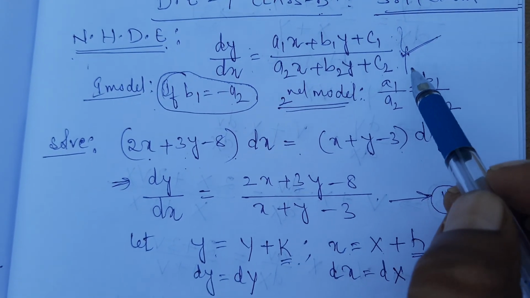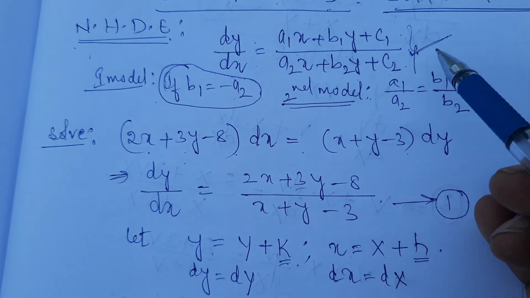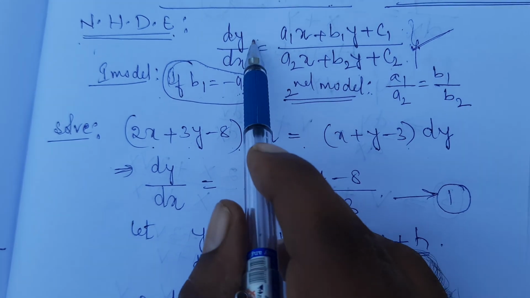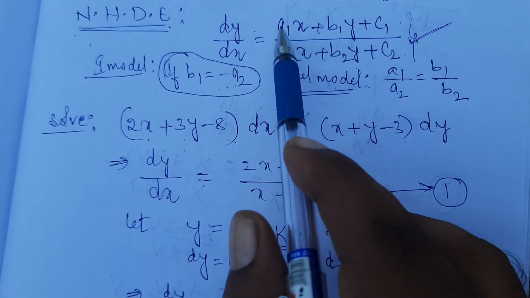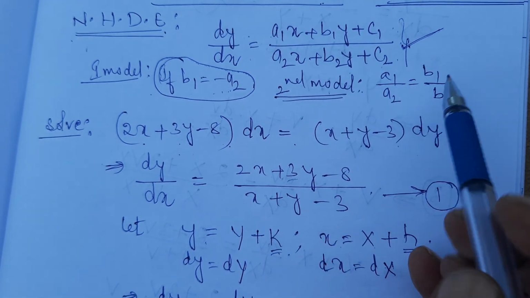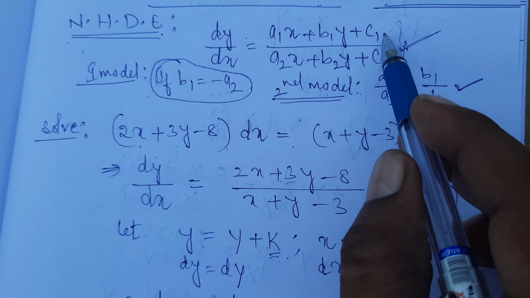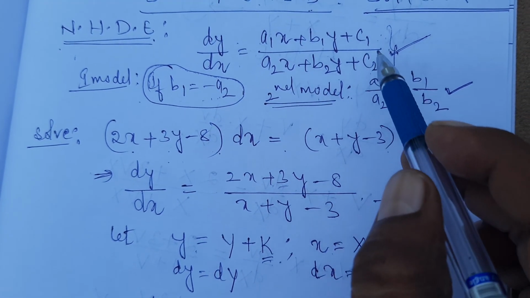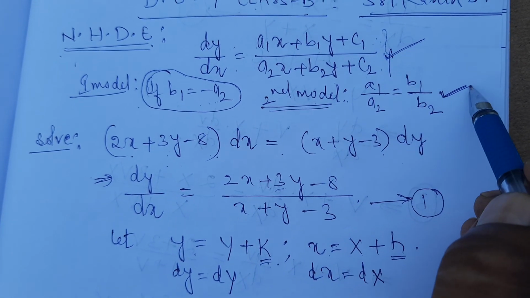Even to solve a non-homogeneous differential equation, there are different methods. What is the first method? If b1 is equal to minus a2, then cross multiply, simplify, and you will get the answer. Second method, if a1 by a2 is equal to b1 by b2, in this case, we already gave one example also. In numerator and denominator, one common factor will be there. By taking that common factor as some v or t, then simplify, and you will get the solution.